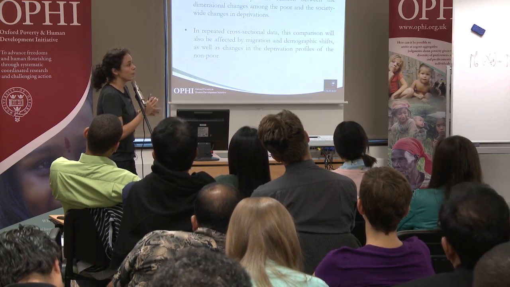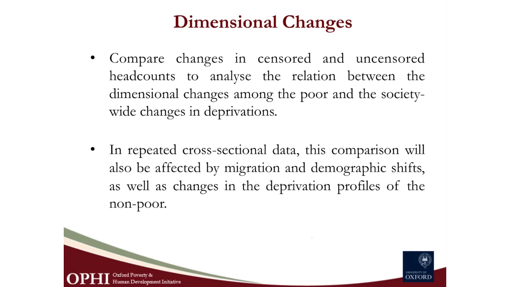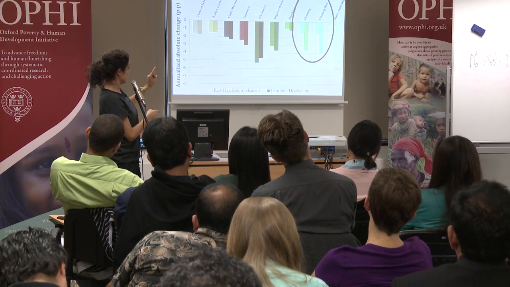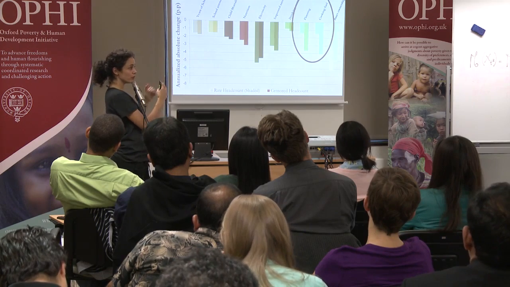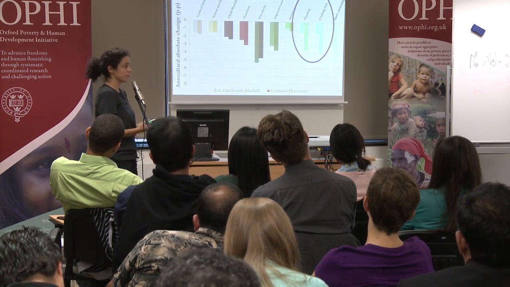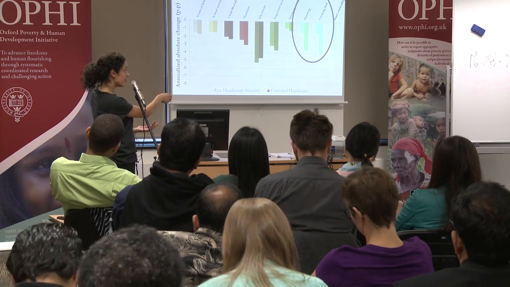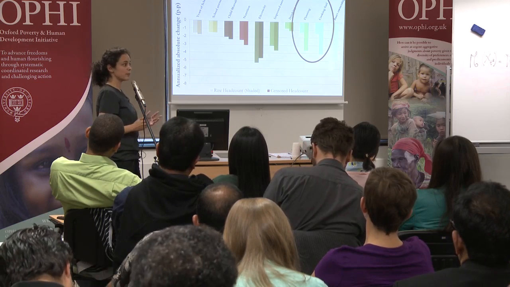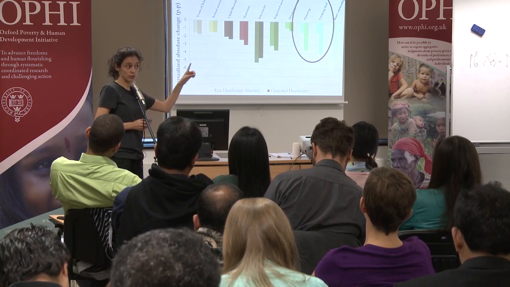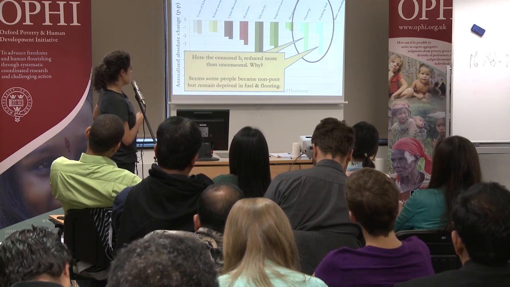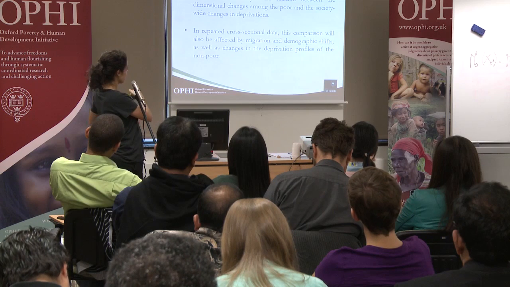So it's important to compare these two. It's important to see how the changes of the society overall went with how the changes and the deprivations among the poor. Because when I look at here, I know that nutrition and electricity have been close, so there have been improvements in the society that have been translated also in the poor. The other ones, when they are far apart, mean that the deprivations might still be there, but no longer among the poor. Some people became poor, but remained deprived.